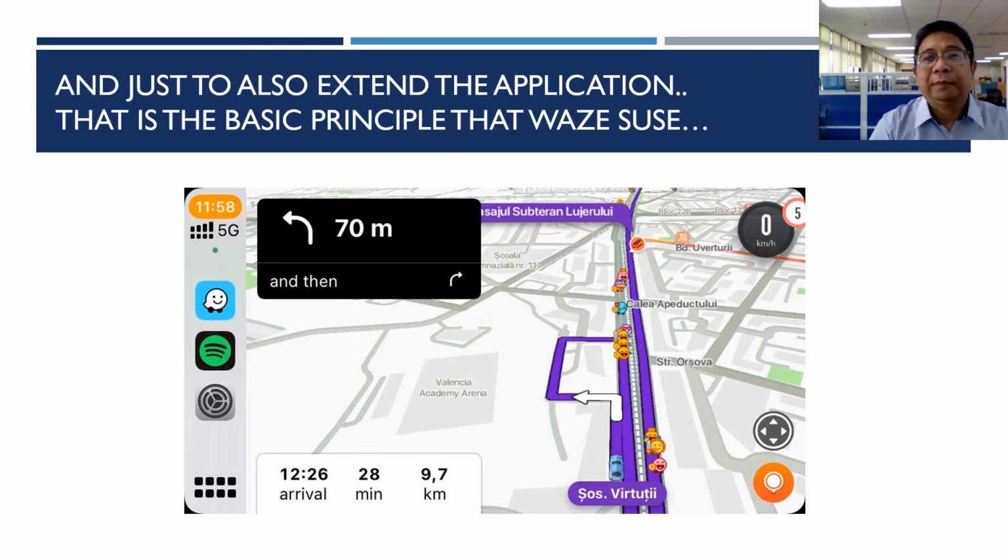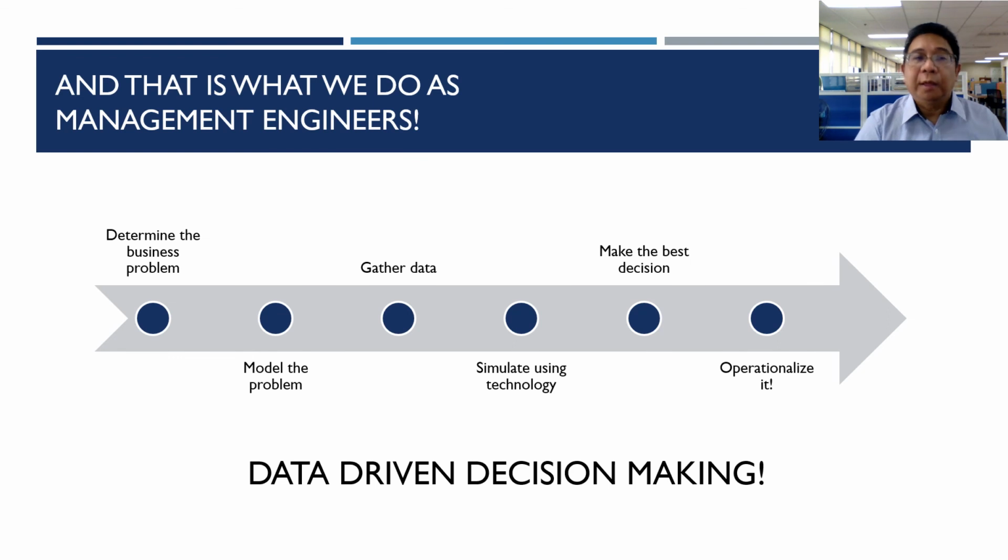And this is what we do: data-driven decision making. At the start, we determine the business problem, then we model the problem, we gather as much data as we can, we simulate using technology, then based on the options that we generate, make the best decision, and then finally operationalize it.